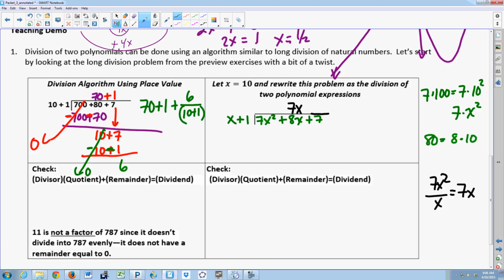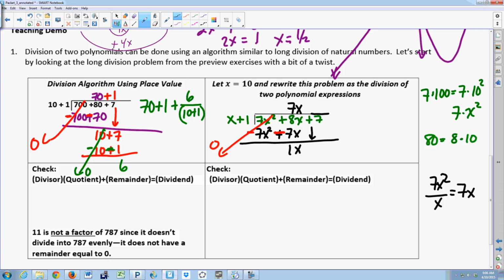Now I'm going to do the same thing I did here. I took 70 and multiplied it by the 10 and 1. I take the 7x and I multiply it by the x and the 1. So 7x times x is 7x squared, and 7x times the plus 1 gives me 7x. Okay, now what's my next job? What do I have to do next? Subtract both of them, exactly. So I put a little subtraction there, and since that's a plus, I make it a subtraction. This goes to 0, which makes me very happy. And now I have 8x take away 7x, and that gives me 1x, right?